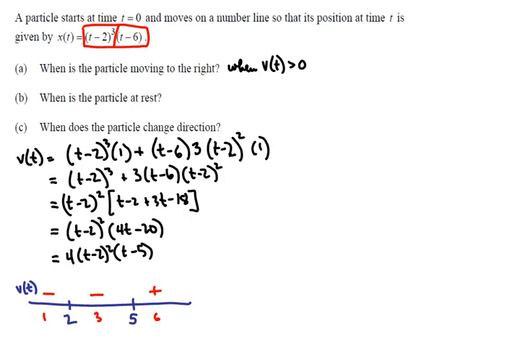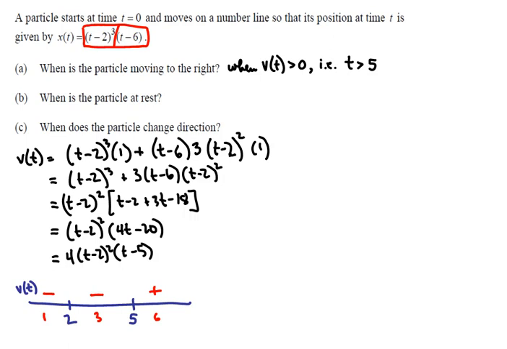So when is the particle moving to the right? Only for time greater than 5. And so I supply my answer. It's up at the top where I gave my justification or my reasoning. It's not enough just to do a sign chart and leave it there. You must answer the question explicitly.